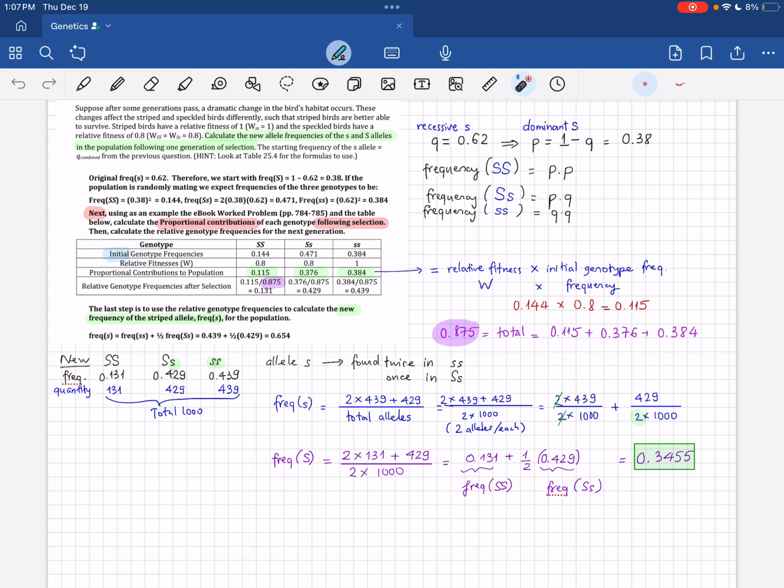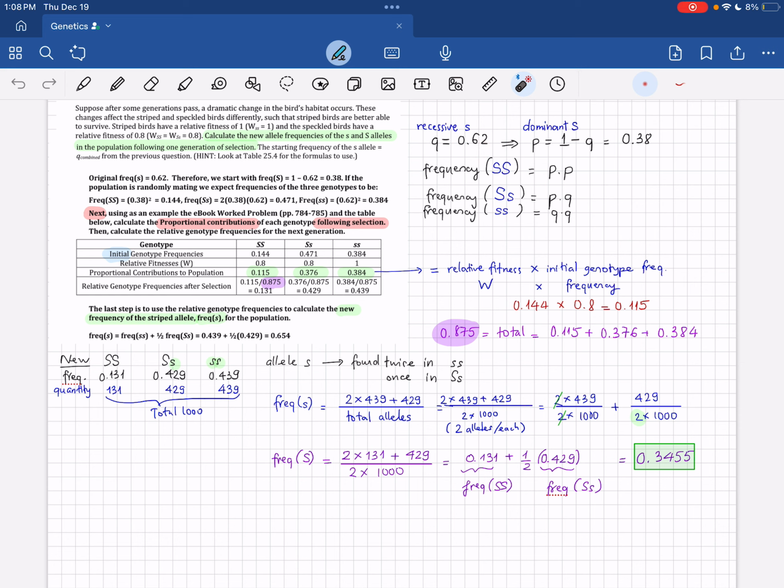So 80% alive and 20% not. And now they ask us to calculate the new allele frequency. So it means that after this change, the allele frequency has changed, and we need to find the new one. Before we can calculate the new one, we need to go from the initial one. So how can we find the initial one here? We use the initial one that we got before, right? The 0.62 that we got from the beginning here. Okay, we go from there.